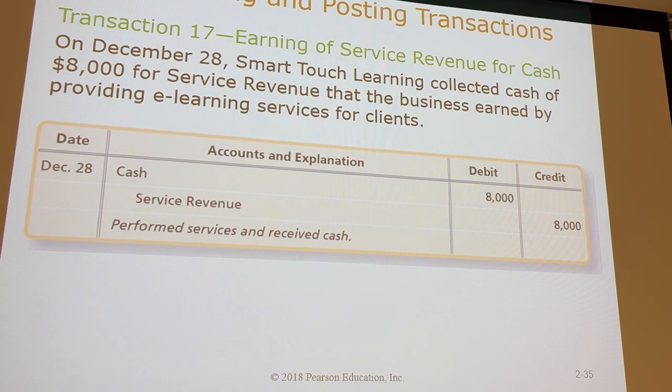Okay, on December 28th, Smart Touch Learning collected cash of $8,000 for service revenue that the business earned by providing e-learning services for clients. So here they actually have provided the services, so this is more straightforward. We take in cash, so the asset account called cash, we would show a debit to that of $8,000. And then service revenue being a revenue account, that goes up with a credit, so we would credit service revenue for $8,000.